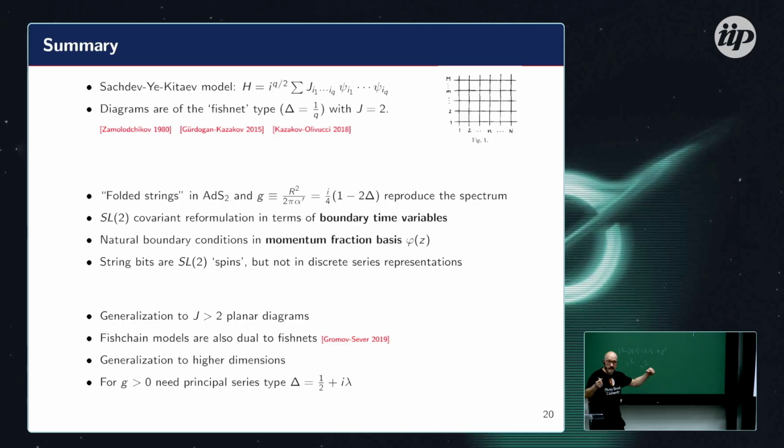One more comment about these string bits, the two particles connected by the string, is that these are not in discrete series representations of SL(2), because we set the boundary condition in terms of that Z variable. So in terms of P space, we don't have discrete series representations, but that's okay. Particles don't need to be in unitary irreps unless they are free. And you can check that if you set the string length to infinity, so alpha prime to infinity, you get delta equal 1/2, and you do get discrete series representations.